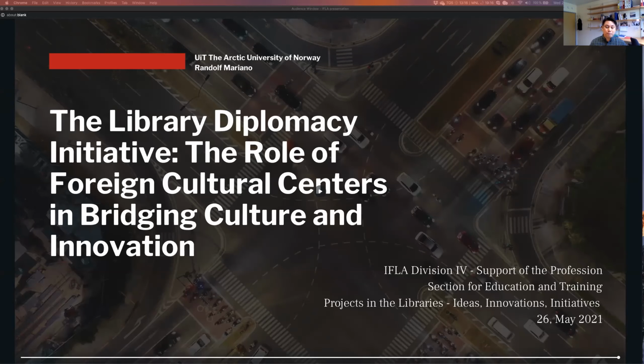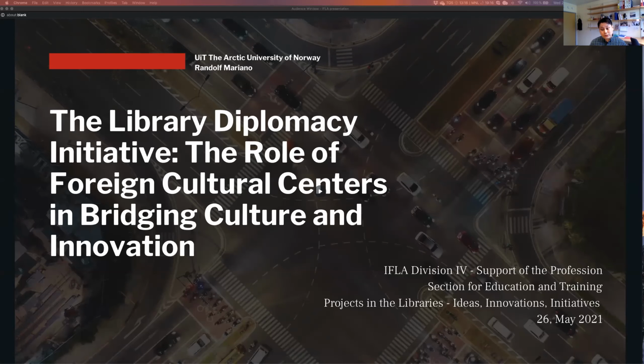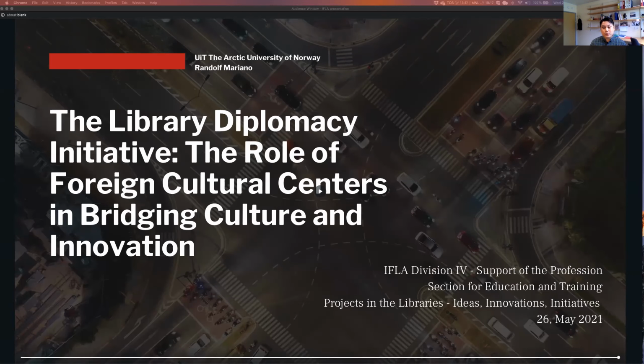diplomacy. So the main purpose of this presentation is to highlight some extant role of selected foreign cultural centers in the library diplomacy scene, and also emphasize the role of non-state actors such as IFLA in advocating and pursuing library diplomacy, and also reflect on these case studies and look at the future of library diplomacy, and also look at what ideas we could borrow from these centers and spaces.